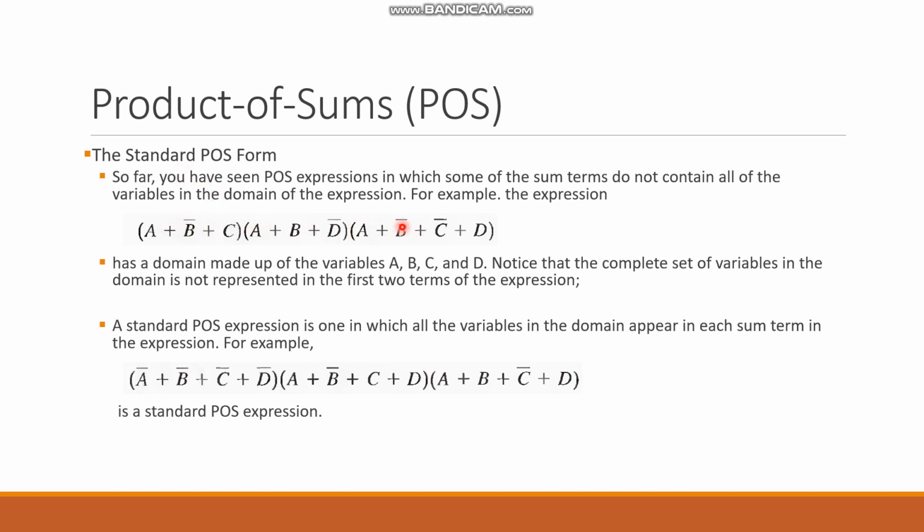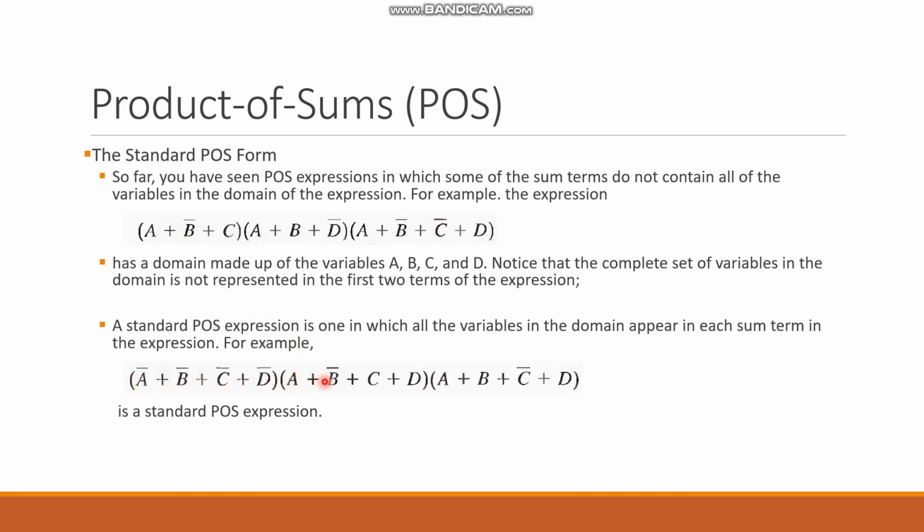So this is a product of sum, right? There are some sums and they are producted together. But is it standard? No, because the domain is A, B, C, and D, while the C is missing there, and the D is missing there. So the D must be available, and all of the domain variables must be available in each product term. So we will get a standard product of sum equation or expression.